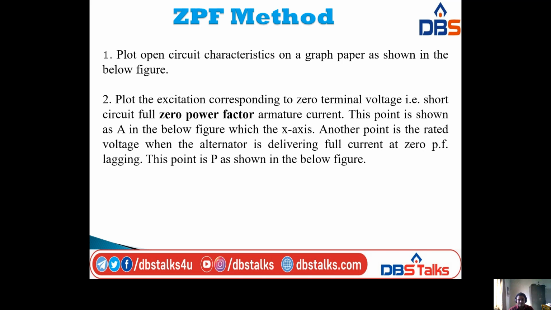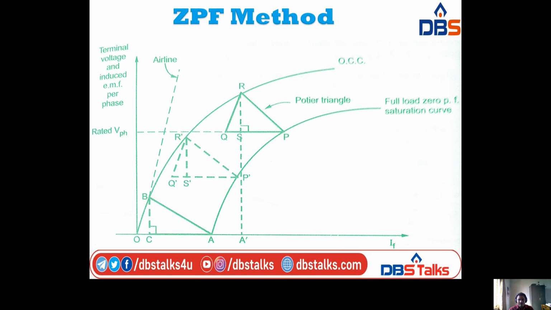Another point is the rated voltage when the alternator is delivering full current at zero power factor lagging. This point P is shown in this diagram. This is the characteristic diagram for the ZPF method. On the x-axis we have field current and on the y-axis we have terminal voltage and induced EMF per phase, both are the same. Here I am drawing two curves. The first curve, line OR, gives the OCC characteristics of the ZPF method, and the curve AP gives the full load zero power factor saturation curve.